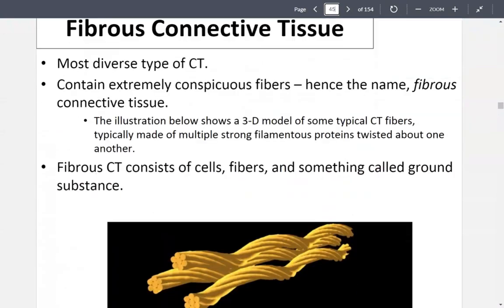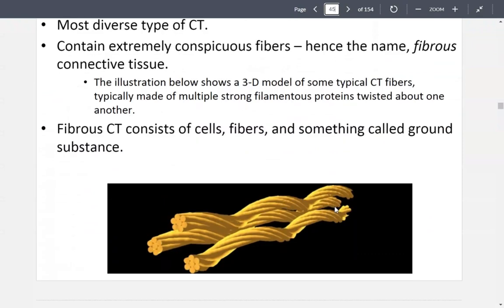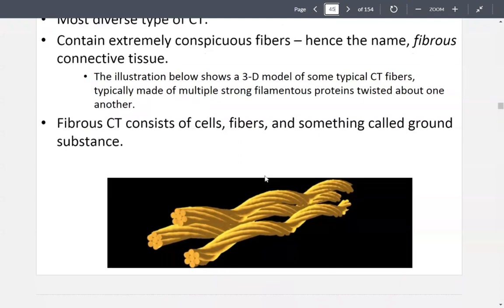So fibrous connective tissue is the most diverse type. It is made up of extremely conspicuous fibers, hence fibrous. This down here is a 3D model of some typical connective tissue fibers. As you can see, they are typically made of multiple strong filament proteins that are twisted around each other. And that multiple strong protein twist is one of a connective tissue's hallmarks. So this fibrous connective tissue is going to be made up of those fibers, cells, and then something called ground substance.